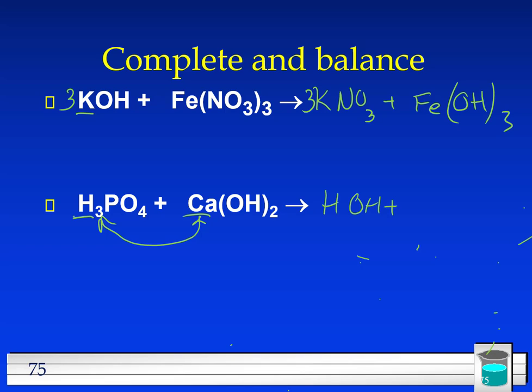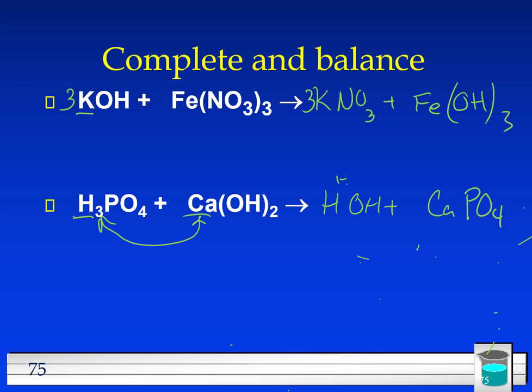What are you thinking it is? Okay. And the Ca is going to end up next to PO4. I keep the 4 on PO4 because that's a polyatomic ion. I don't keep the 3 on H because H3 is not a polyatomic ion.